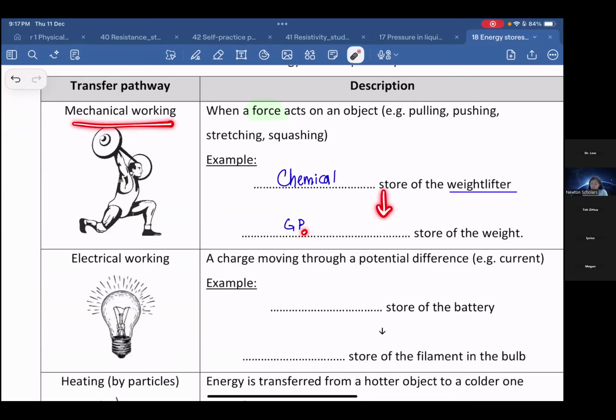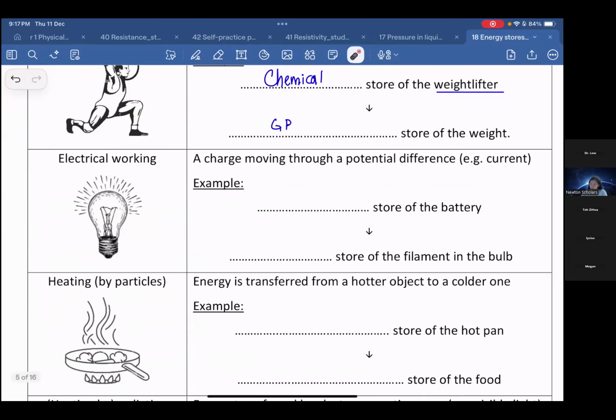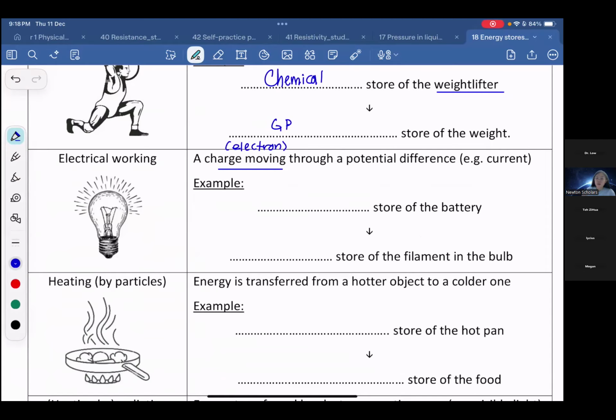Then next, electrical. Pathway is electrical when a charge is moving. Charge is electron. Only electron can move. Here, the charge mentioned is actually talking about electron. Only electron can move. Proton and neutron cannot move because proton and neutron are held strongly at the center.